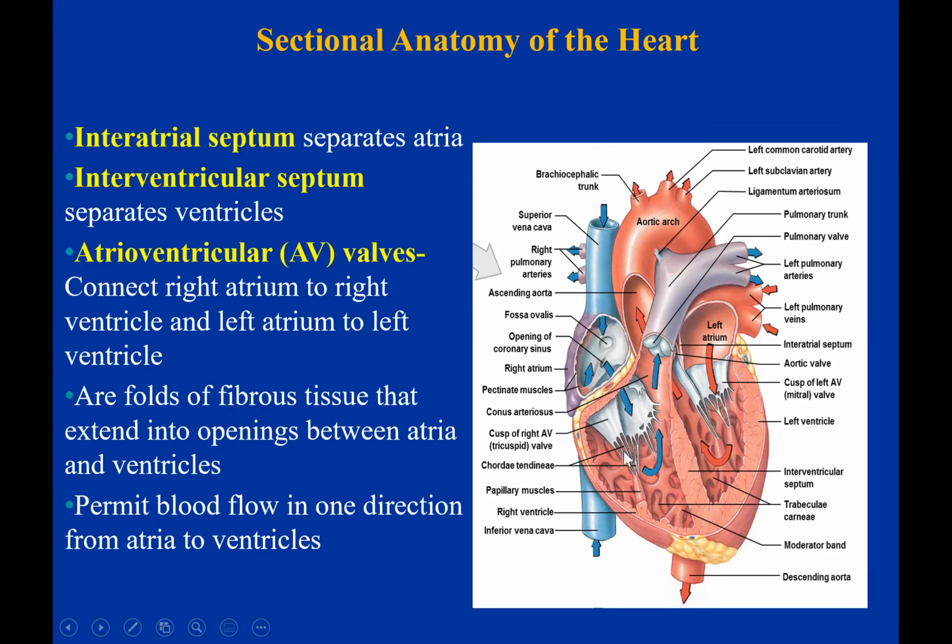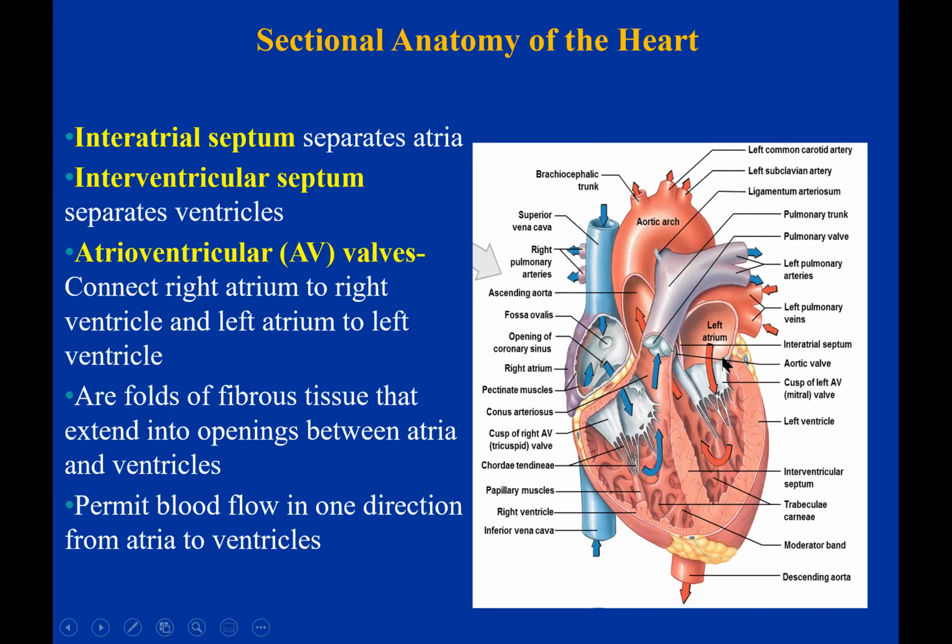Between the atria and the ventricles, there are these valves. These valves are very important to make sure that the blood is flowing only in one direction, and there's no backflow. So you can see how they are opening down like this. This valve is called the tricuspid valve. That means it has 3 flaps or cusps. So it's called tricuspid valve.